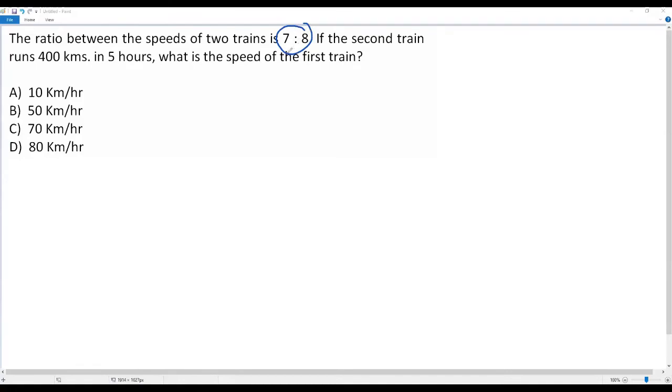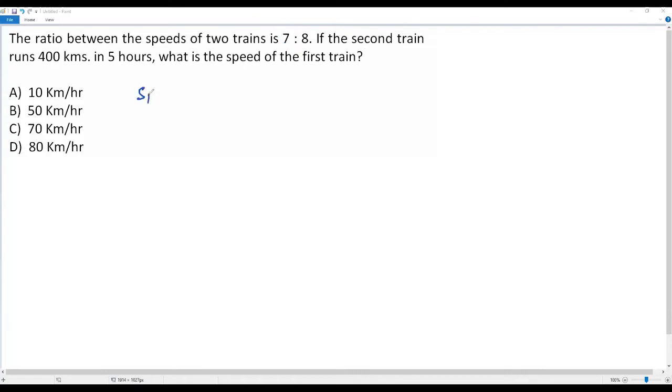From this ratio, if I want to get the speeds of two trains, I have to multiply both the terms of this ratio by the same non-zero number. Here I do not know the non-zero number by which I have to multiply the terms of the ratio to get the speeds of two trains. So for that, we have to assume some alphabet as the non-zero number, say x. So x is a non-zero number by which I have to multiply both the terms of this ratio to get the speeds of the two trains.